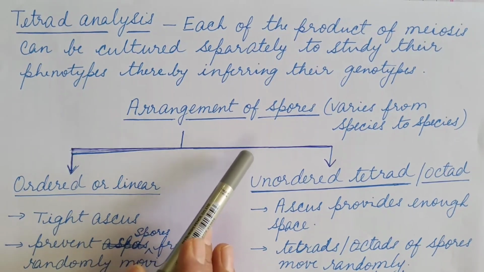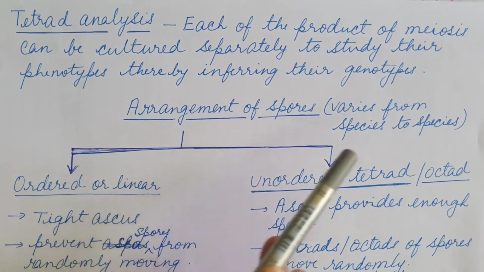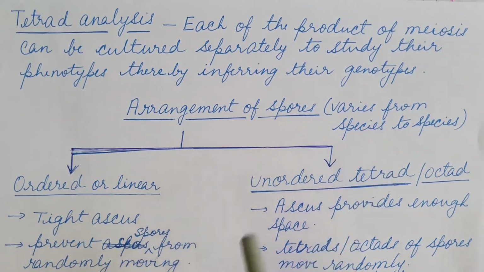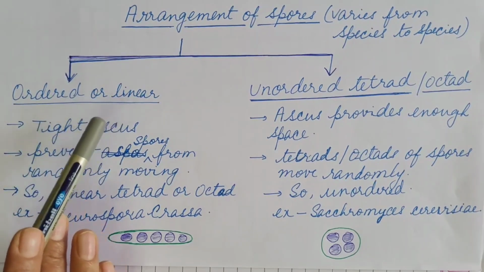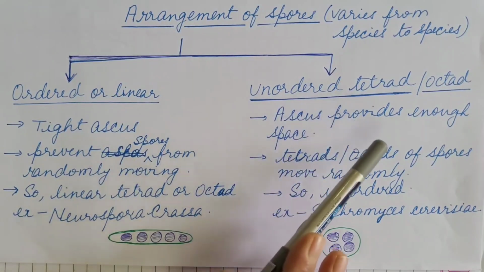So now we will discuss how these spores are arranged. Their arrangement varies from species to species. Here we will discuss two types of arrangement. One is the ordered or linear arrangement of tetrad or octad, and the other is the unordered tetrad or octad.